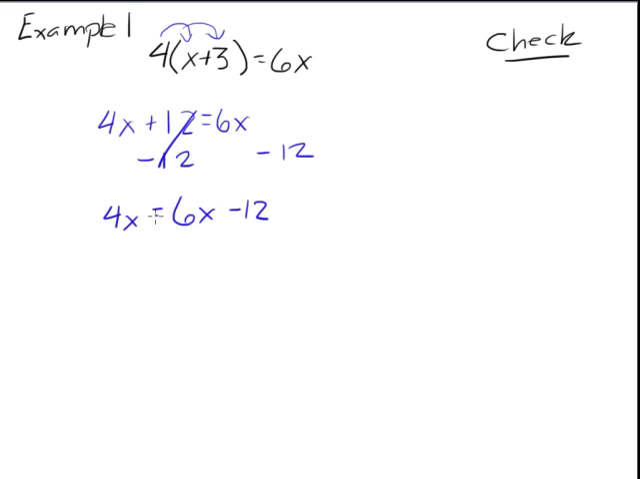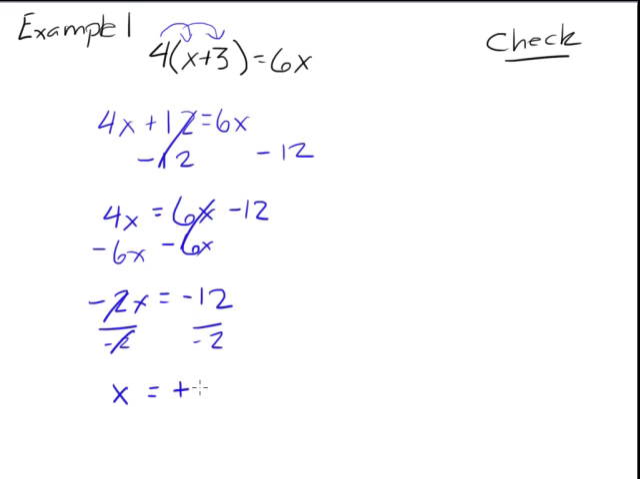Then let's bring over this 6x to the other side. So I'm going to minus 6x here, minus 6x here. No more 6x on the right hand side, and I'm left with negative 12 on the right hand side, and 4 minus 6, that's negative 2x. Then to get rid of this negative 2 and have x by itself, I'm going to divide by negative 2, divide by negative 2. No more negative 2 on my left hand side, and I'm left with x equaling a negative, and a negative becomes a positive. 12 divided by 2 becomes 6.